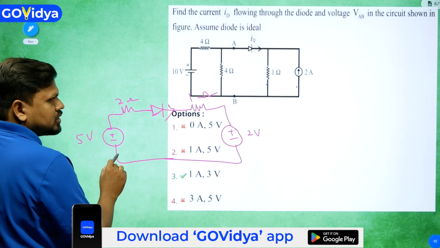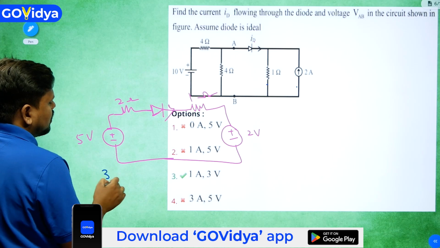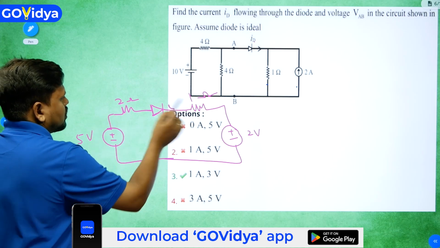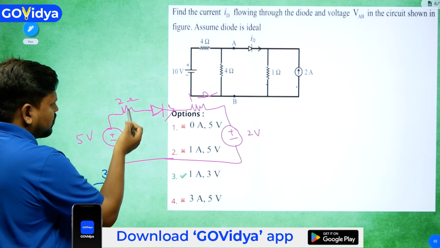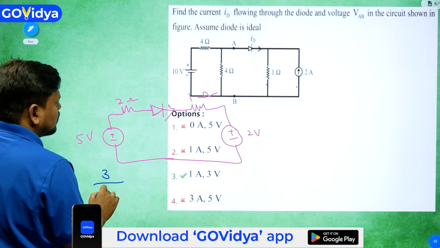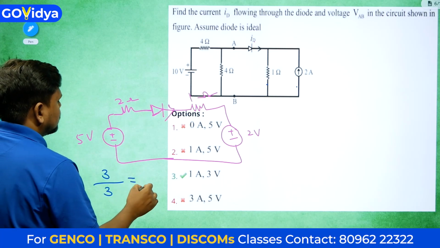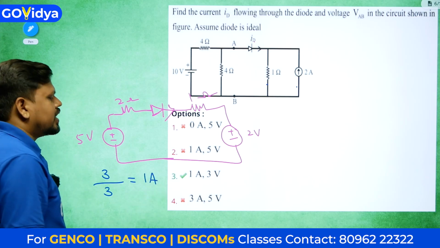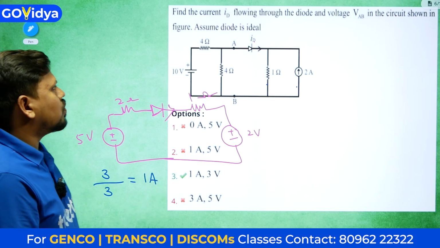Okay, so total how much? 5 minus 2 means 3 volt. So there will be 3 volt across this diode, divided by the resistance, which is 2 plus 1, so which is nothing but 3. Okay, so that is nothing but 1 ampere. So 1 ampere will be the current flow.